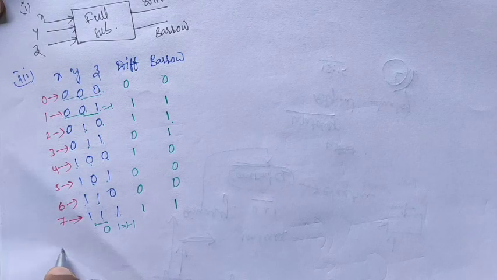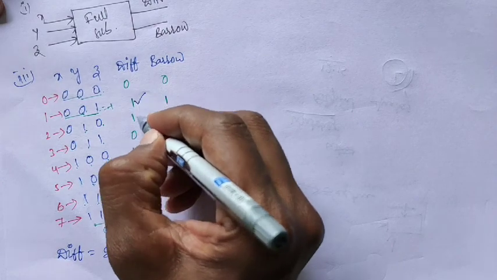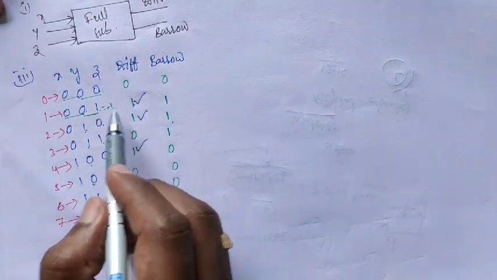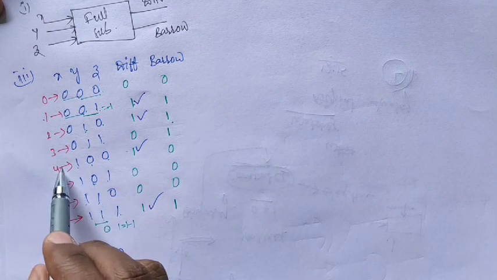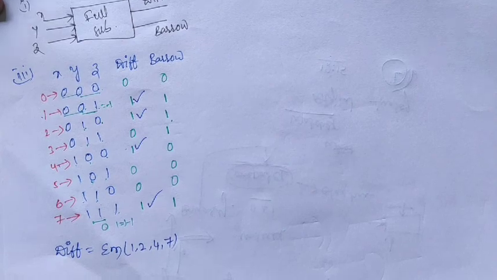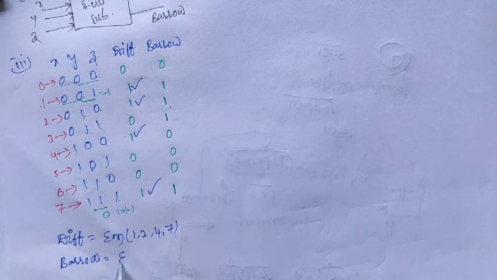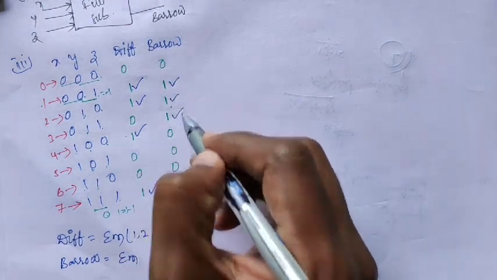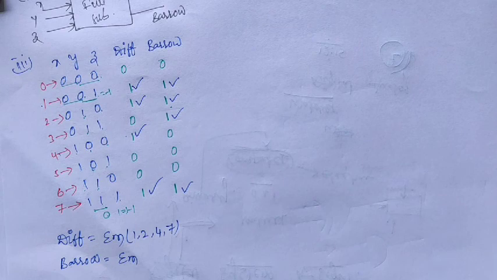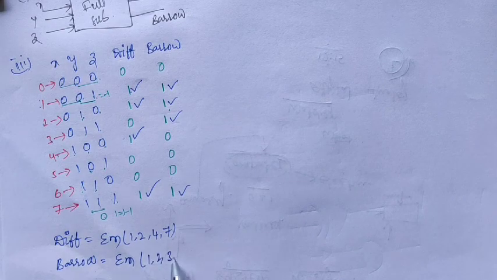Next you have to represent what the min terms are for the difference and borrow. Okay, so now the difference min terms, when it goes high, the difference is this one, this one, this one and this one. So for this case, 1 2 4 7. Next borrow, when it goes high, this one, this one, this one and this one. Okay, borrow, that means 1 2 3 7.